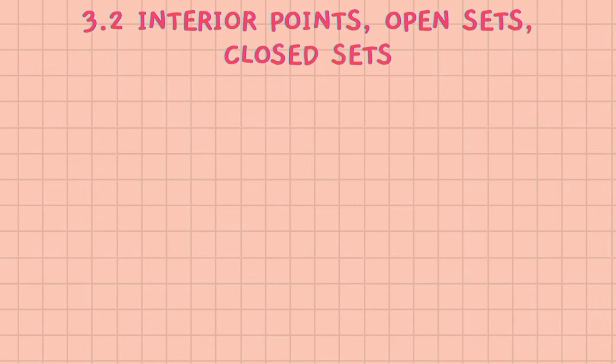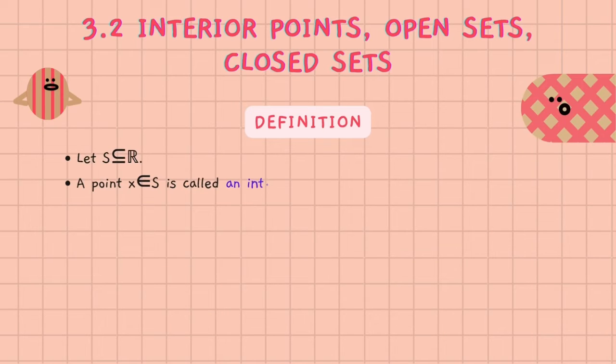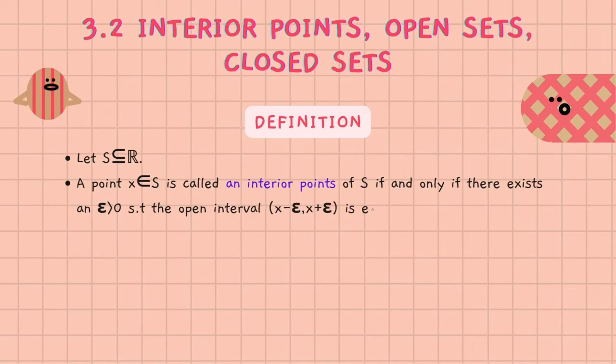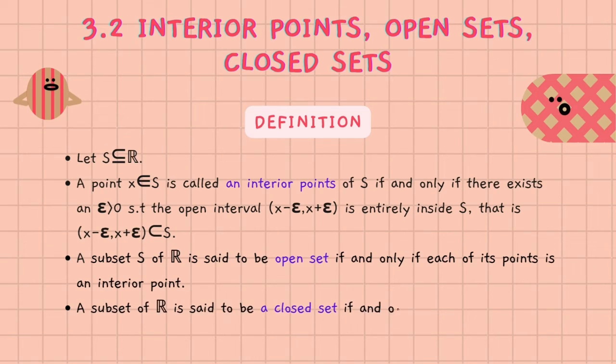Proceed with the next subtopic, interior points, open sets and closed sets. Let S be a subset of the real numbers. A point x in S is called an interior point of S if and only if there exists an epsilon greater than 0 such that the open interval (x minus epsilon, x plus epsilon) is entirely inside S. A subset S of the real numbers is said to be an open set if and only if each of its points is an interior point. And a subset of the real numbers is said to be a closed set if and only if its complement is an open set.